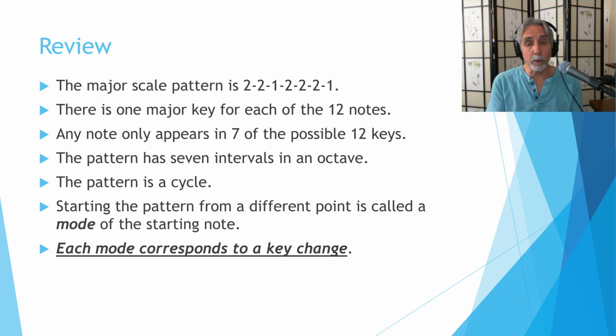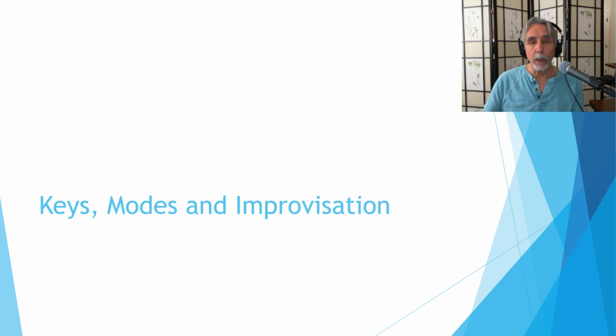So to review all this, the major scale pattern is 2-2-1-2-2-2-1. There's one major key for each of the 12 possible notes. Any note appears in only 7 of those keys, and the pattern is a cycle. Modes arise from beginning that cycle at a different point from a given starting note. Let's talk about keys, modes, and improvisation.